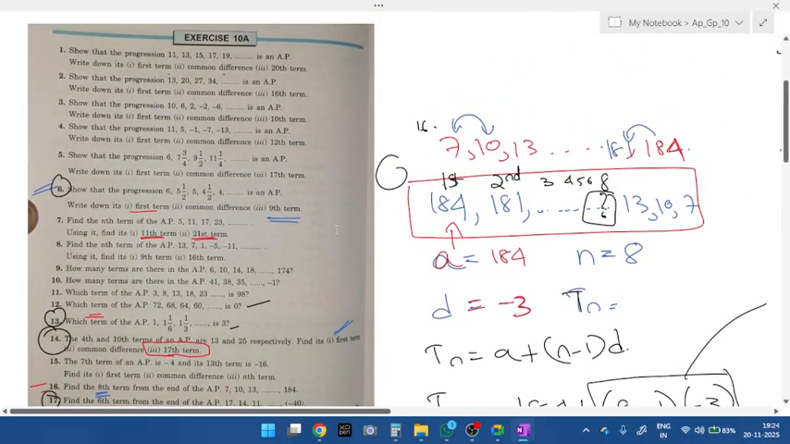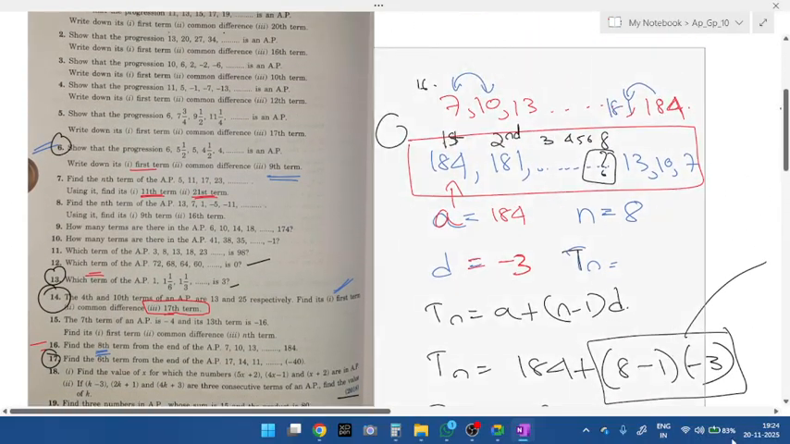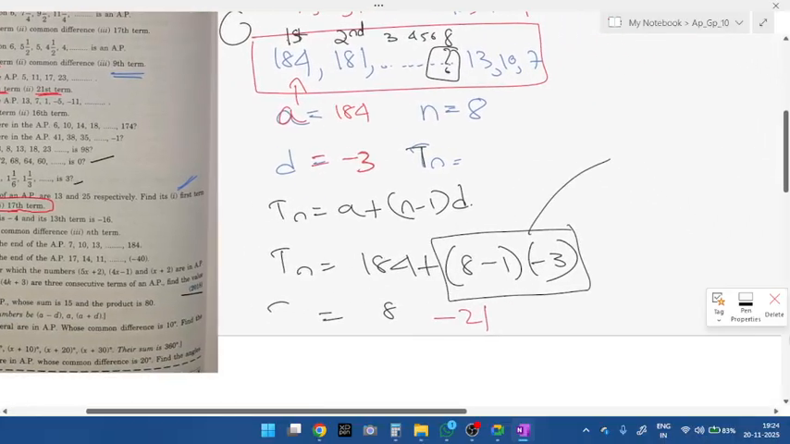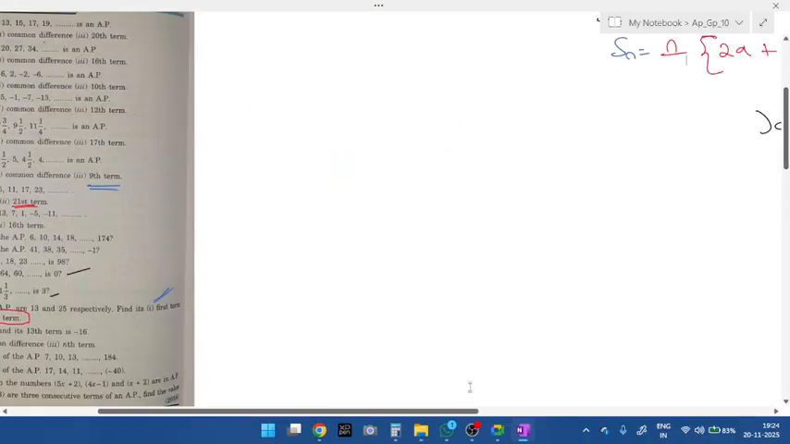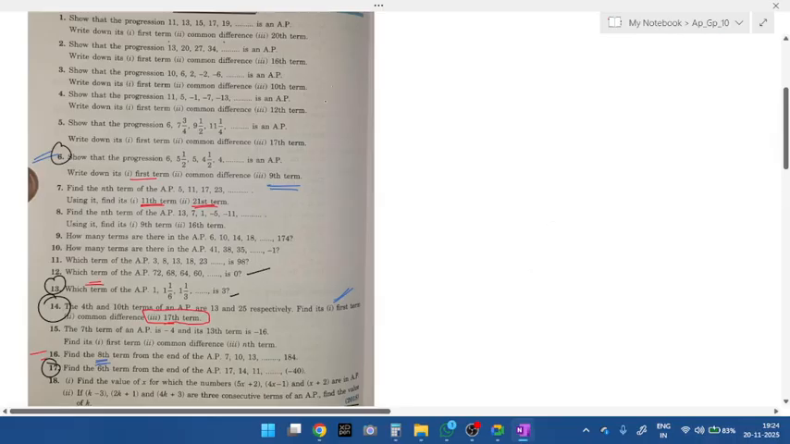This 17th question, another 5 minutes left. I'll solve the 17th question, a reverse question. Look, 17th question, the formula is T of n is equal to A plus n minus 1 into D. I'll read the question. Find the sixth term. N value is given. Sixth term. N is equal to 6. Term from the end of the AP. End of the AP, write it in reverse.